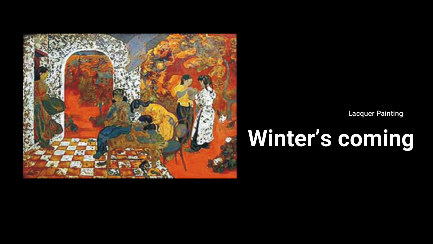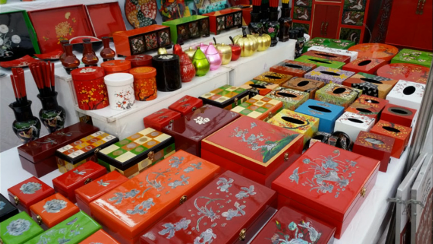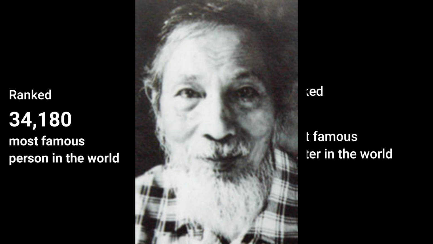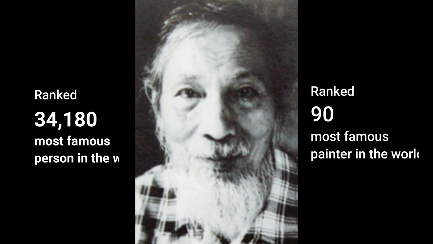He is also one of the leading painters in the experiment and creation from Vietnamese paint material to make lacquer paintings, turning lacquer into a famous art form in Vietnam. For this contribution to the art, Tran Van Can is ranked 34,180th famous person in the world and 90th in the list of famous painters.